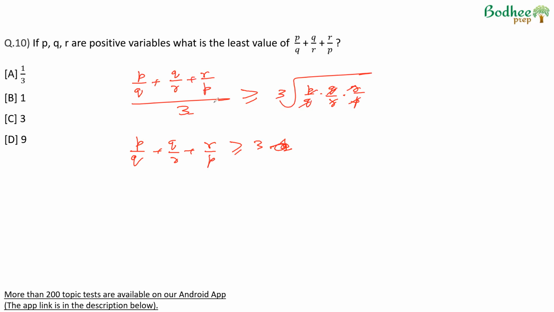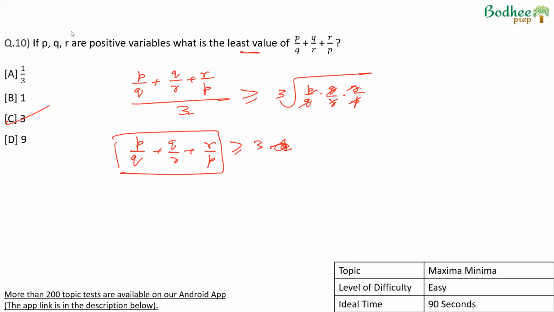What is the least value? The least value is 3 because this sum is always greater than or equal to 3. Hence, option C becomes the answer. It is an easy question, not more than a minute and a half or a minute to solve, and definitely an attempt question.